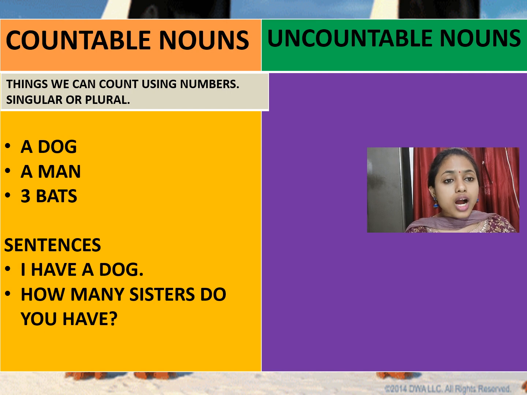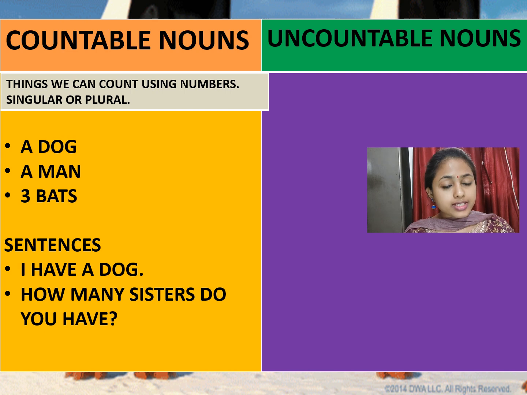A dog. The article a signifies one. So how many dogs? One dog. A man. One man. Next one is 3 bats. The number increased, right? From 1 to 3. So that's why we are using s to make it plural, right? So it is a plural countable noun. You can count them, but they are plural.